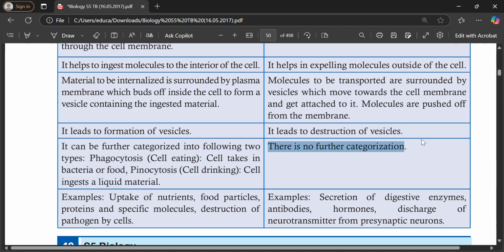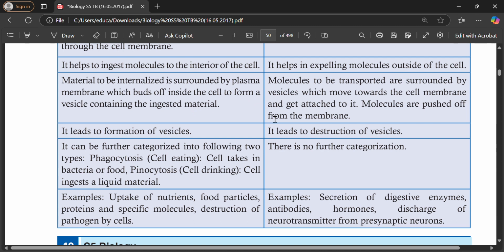There is no further categorization in exocytosis. The material to be internalized is surrounded by the plasma membrane, which buds off inside the cell to form a vesicle containing the ingested material.